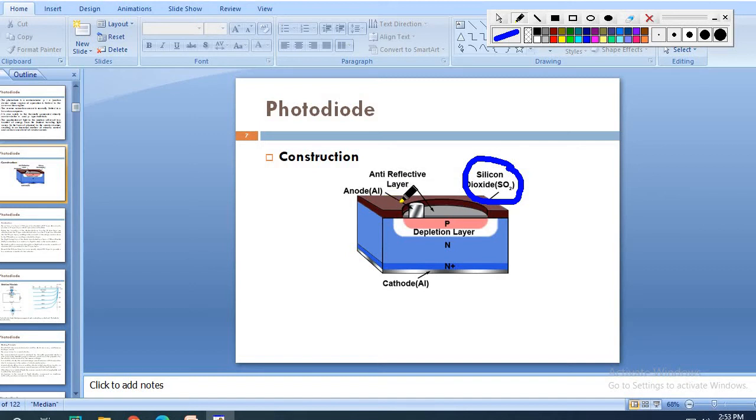And after that we need to connect the aluminum anode to the P type and the cathode aluminum to the N plus, because this is for low resistance purposes that we connect the cathode aluminum to N plus. This is exactly the construction part of the photodiode. I hope you all got the point.